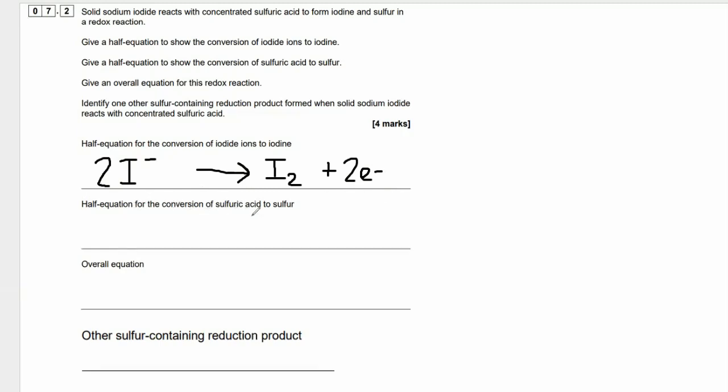Half equation for the conversion of sulfuric acid to sulfur. So we want to start with sulfuric acid, like this, H2SO4. You should know that off by heart. If you don't know that off by heart, you've got issues, sort them out. And it tells us that that's going to make sulfur. So that's our starting position. But what else? Well, you can see here I've got hydrogen on the left and oxygen. So I'm going to have to make water as well.